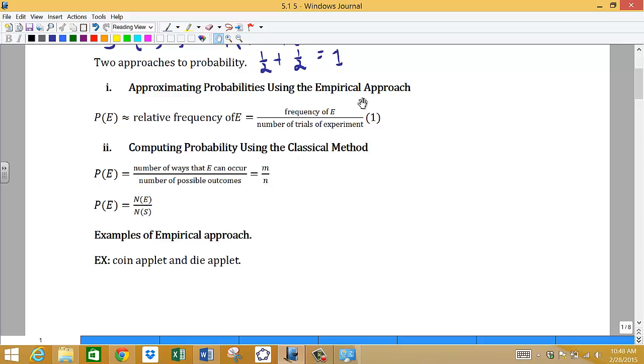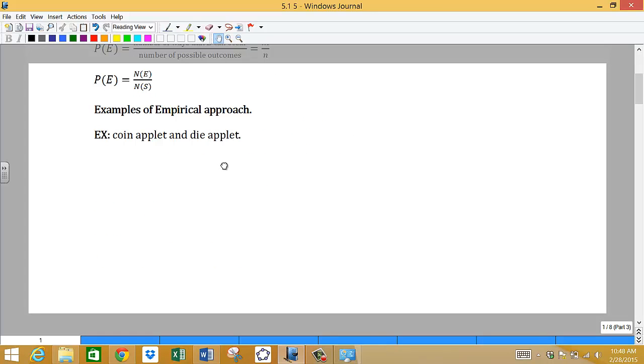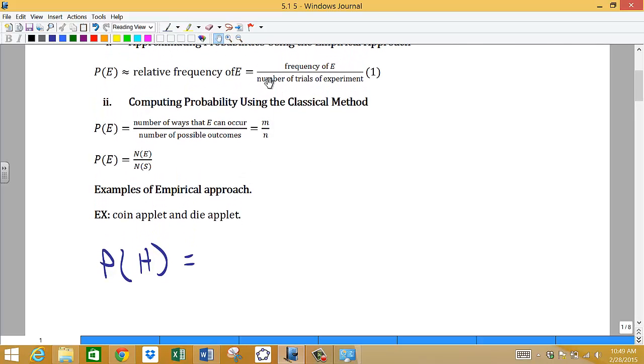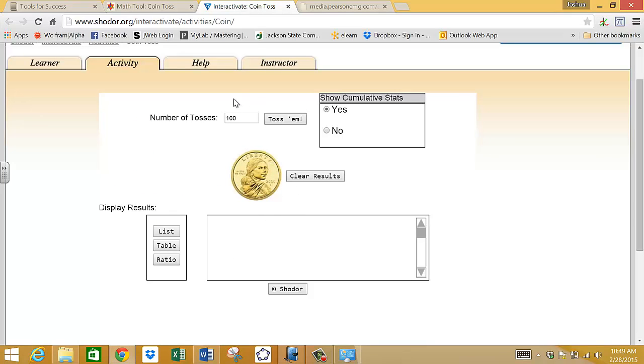So let's look at the empirical approach. With the empirical approach I'm going to use a coin applet. So again, let's say that we want to know the probability of heads. What this says is, if we go back up here, we're going to look at the total number of trials in the experiment and then look at the frequency of E. So I've got this little applet here, and what we're going to do is toss the coin, let's say just 100 times, so we'll just leave that as 100. Okay, so let's toss them.